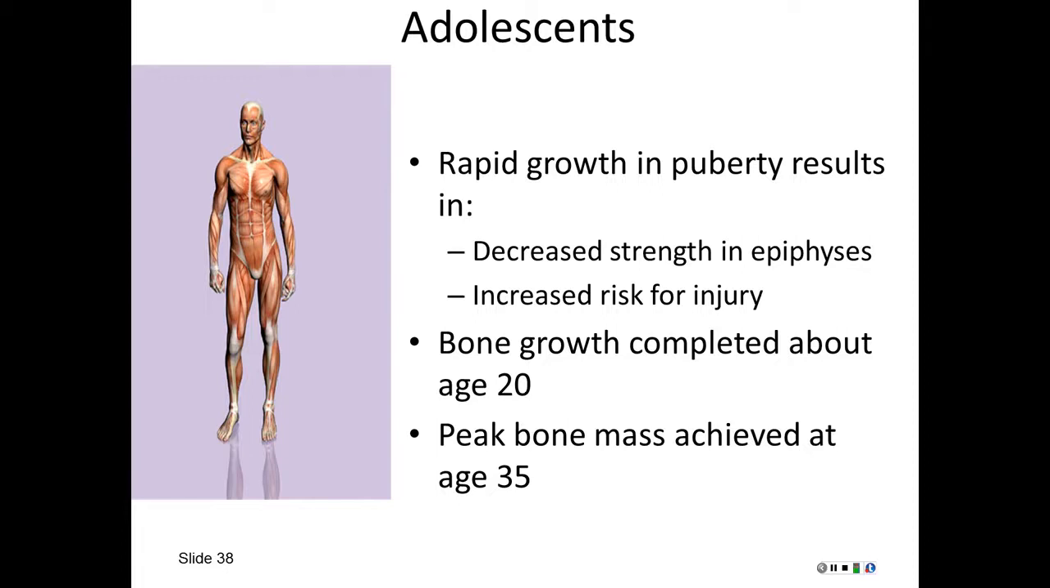Adolescence. Adolescents have rapid growth in puberty, and it results in decreased strength of the epiphysis. And that gives them an increased risk for injury. The oxymoron of this is, while the muscles and the bones are growing, you have to realize that there are hormones that affect the muscle and the bones, and testosterone is one of them.